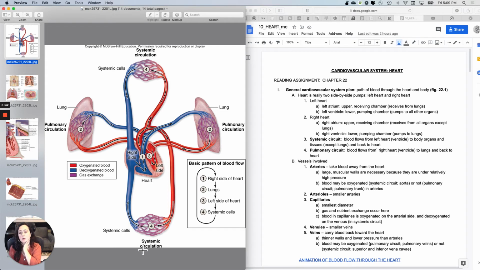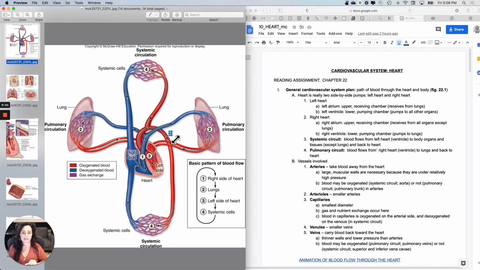Okay, so big picture of understanding the vessels that are involved. By definition, an artery is a vessel that takes blood away from the heart. So this vessel right here is an artery, but so is this vessel right here, because it doesn't matter what the gas content is, it matters which direction the blood is going.